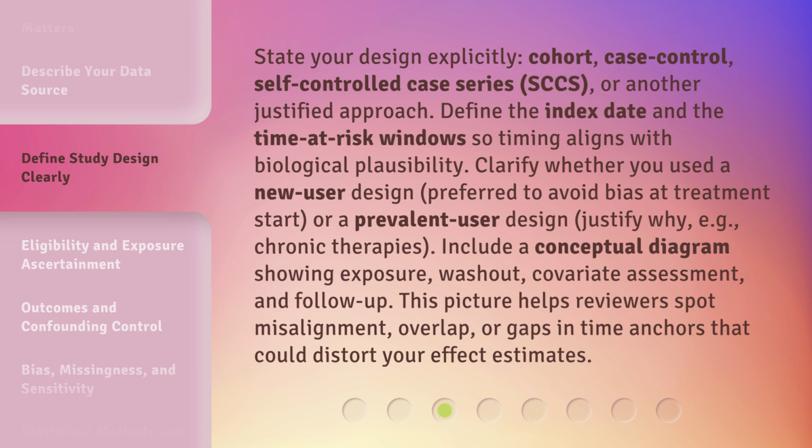State your design explicitly. Cohort, case control, self-controlled case series, SCCS, or another justified approach. Define the index date and the time at risk windows so timing aligns with biological plausibility. Clarify whether you used a new user design, preferred to avoid bias at treatment start, or a prevalent user design, justify why, e.g., chronic therapies. Include a conceptual diagram showing exposure, washout, covariate assessment, and follow-up. This picture helps reviewers spot misalignment, overlap, or gaps in time anchors that could distort your effect estimates.